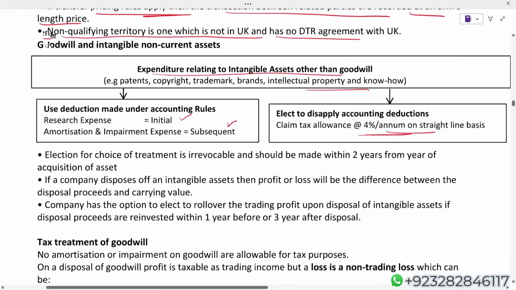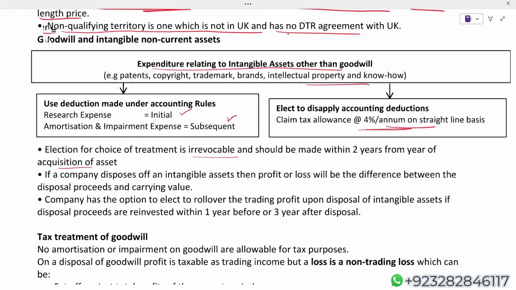Election for the choice of treatment is irrevocable and should be made within 2 years from the date of acquisition of the asset. So you have to be very careful to opt for any one method, because once you have opted, it is an irrevocable election. If a company disposes of an intangible asset, then the profit or loss will be the difference between the disposal proceeds and the carrying amount. Very important concept.